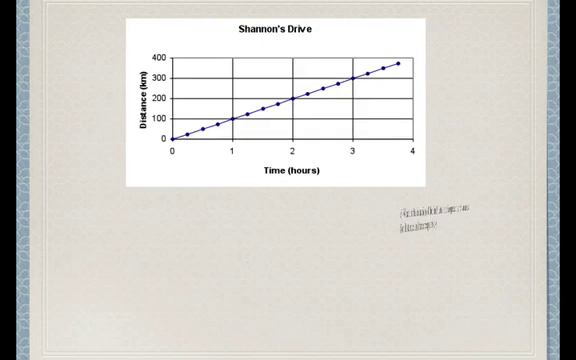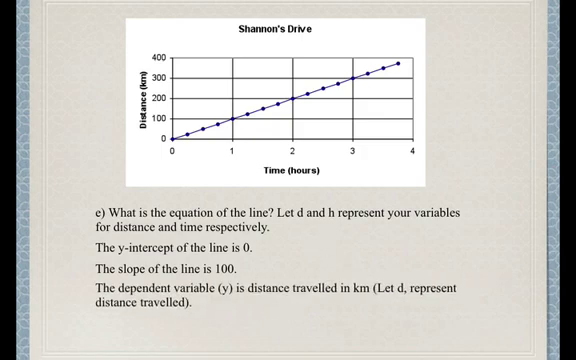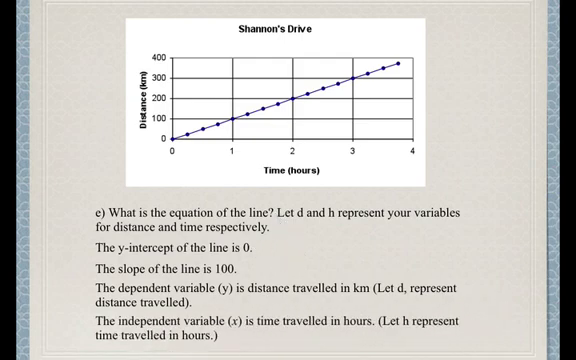All right, and next one, what is the equation of the line? Let D and H represent your variables for distance and time respectively. So D is going to be distance and H is going to be time. The y-intercept of the line is 0. The slope of the line is 100, and this is from previous questions. We're going to let the dependent variable be represented by D, because that's what's on the vertical axis. And the independent variable is represented by H.